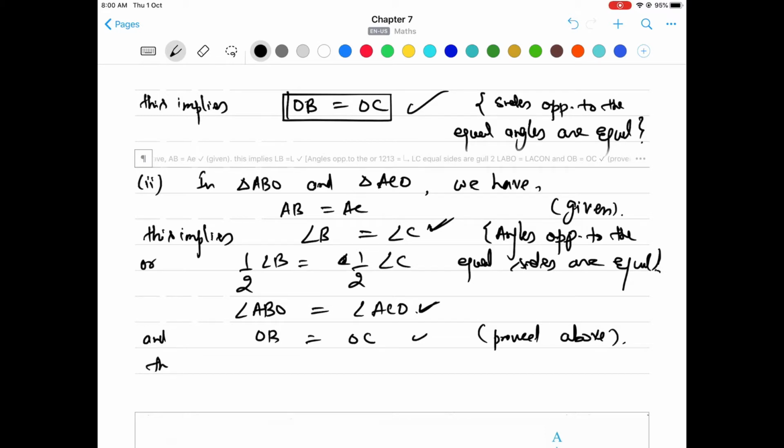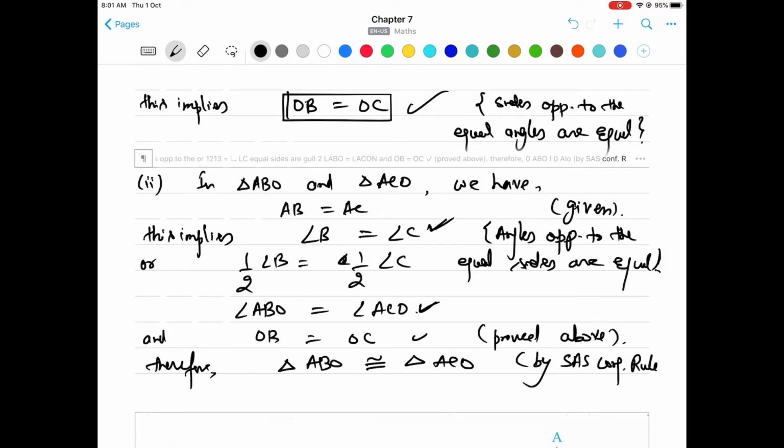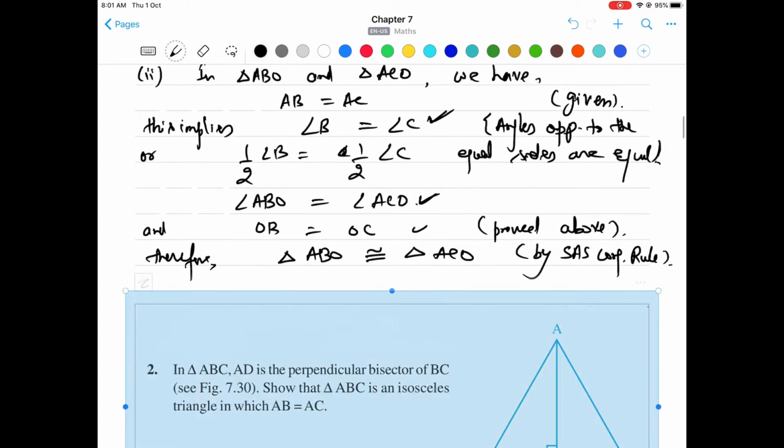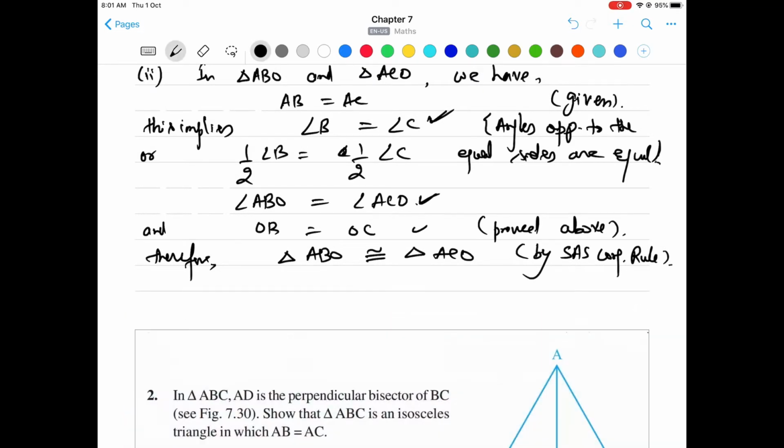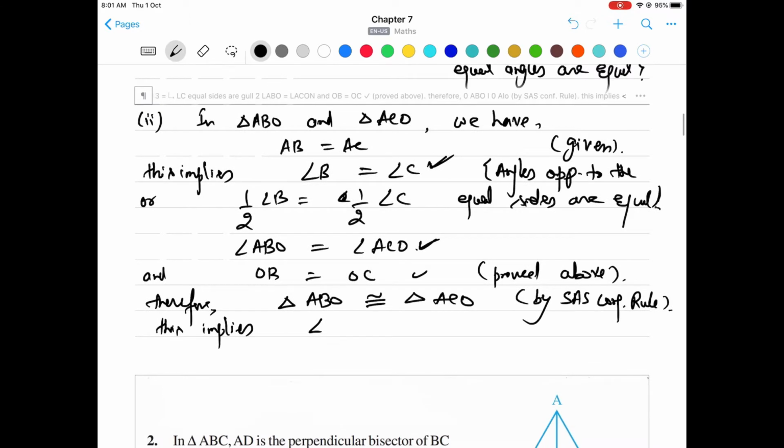So what we got here is side, angle, and side. So we'll write, therefore triangle ABO is congruent to triangle ACO. This is by the side angle side congruence rule. Okay, and this implies that angle BAO equals angle CAO.